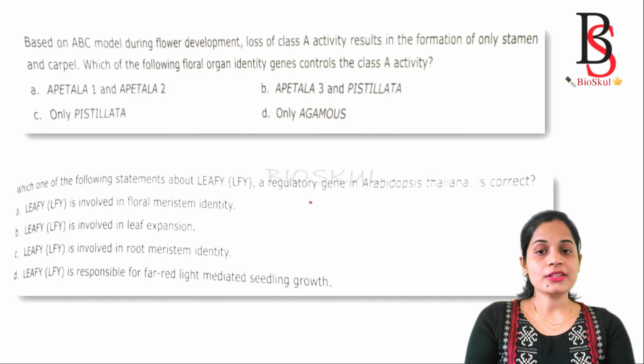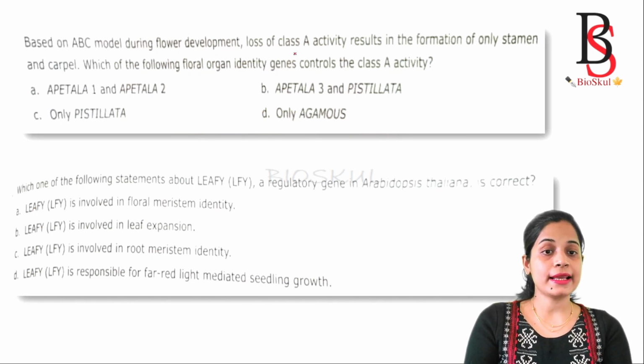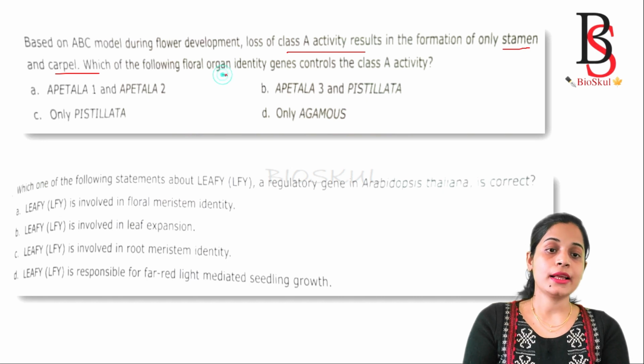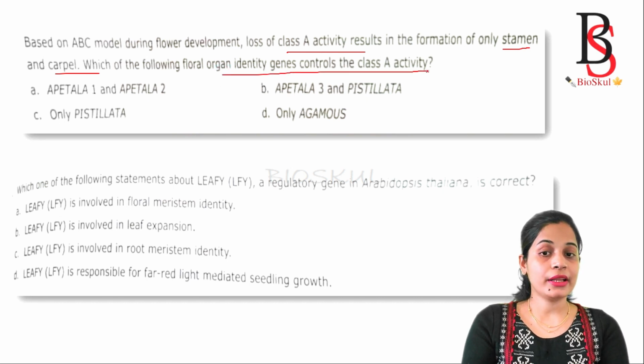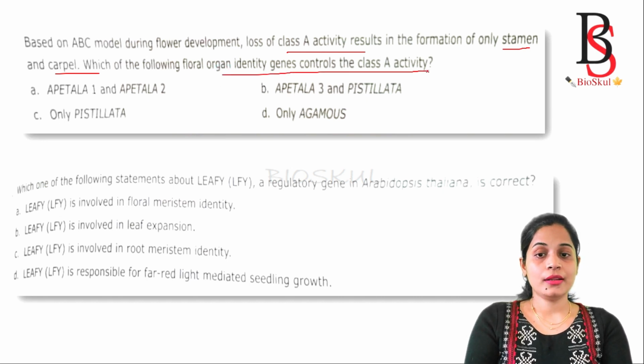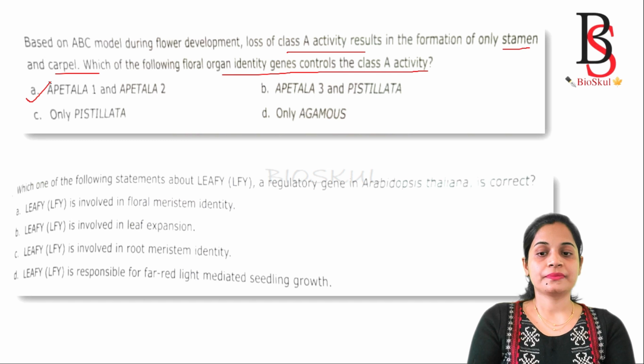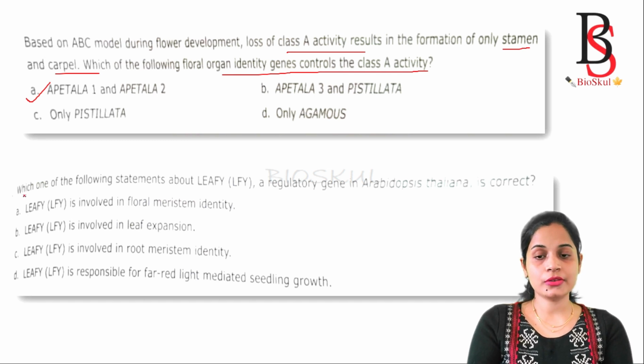And next question, based on the ABC model during flower development, loss of class A activity. Class A activity is lost, resulting in the formation of only stamens and carpel. Which of the following floral organ identity genes control the class A activity? Which one? It is Apetala 1 and Apetala 2. This is the direct question. Let's see the another one.